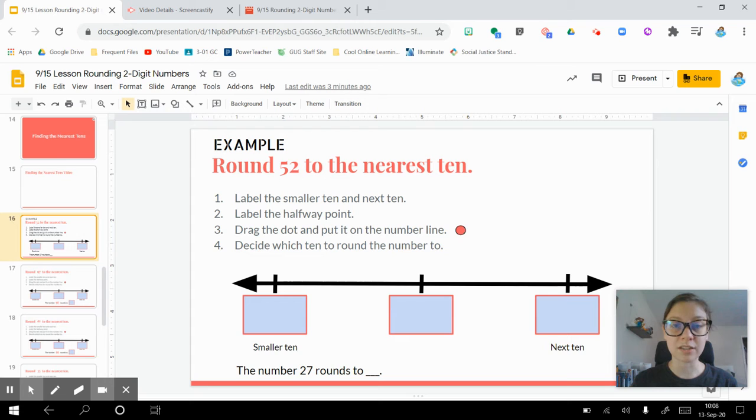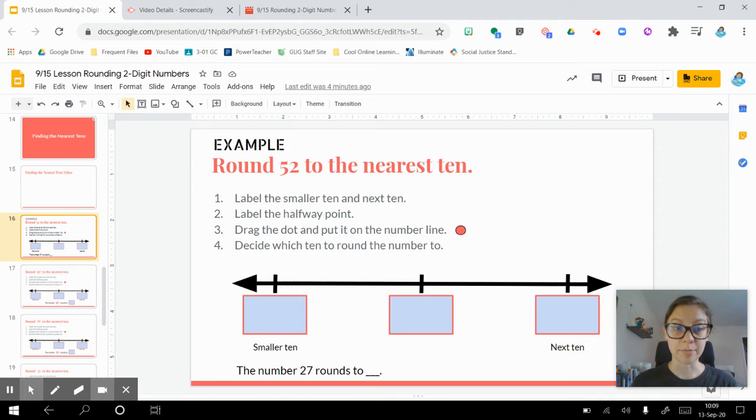Ready? We're going to start at 0. 0, 10, 20, 30, 40, 50, 60, 70, 80, 90, 100. And we can even go beyond that. 110, 120, 130, and so on. So when we're rounding to the nearest tens, we're looking for those numbers. And all of those numbers end in 0. So when we're finding the two tens closest to our number that we're rounding, they're going to end in 0.